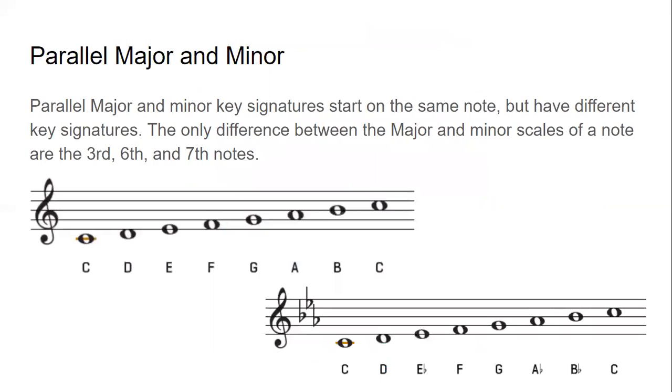Parallel major and minor. Parallel major and minor key signatures start on the same note but have different key signatures. The only difference between the major and minor scales of a note are the third, sixth, and seventh notes. For example, in C major there are no sharps and no flats, but in C minor there's a flat on E, A, and B.